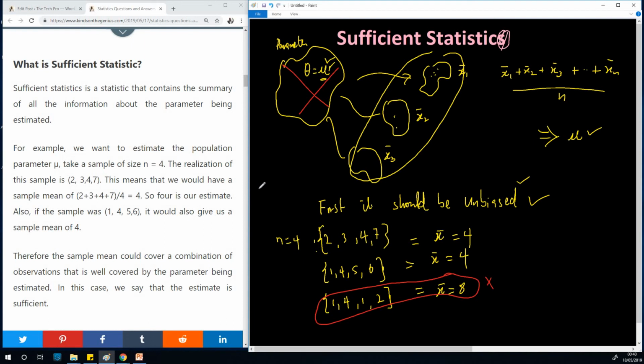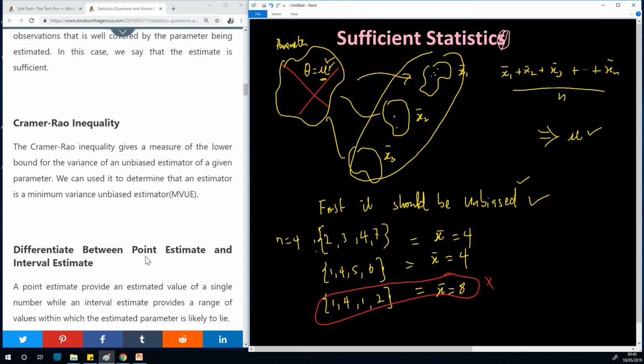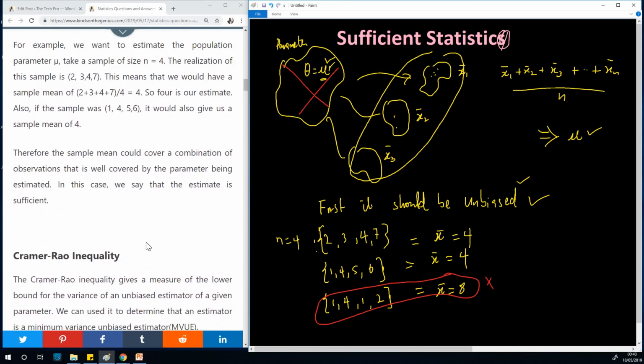We'll see you in the next lesson, where we are going to discuss the Cramér-Rao inequality, and then we differentiate between point estimates and interval estimates.